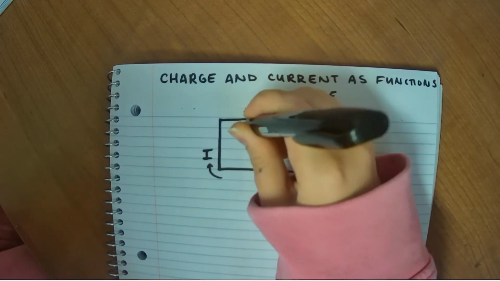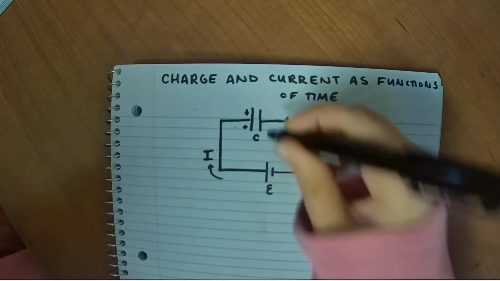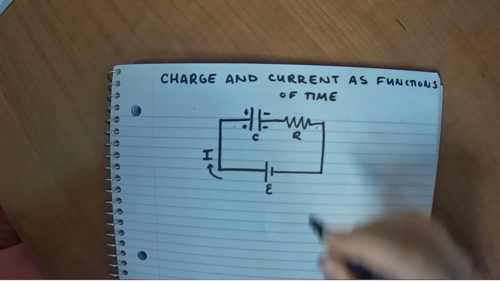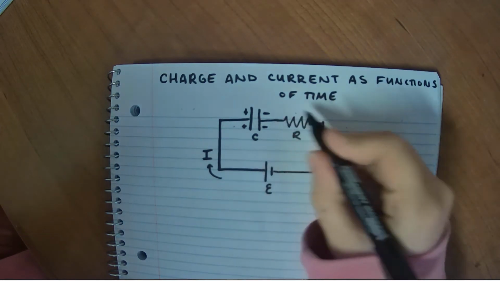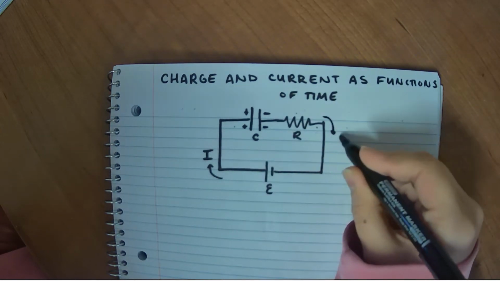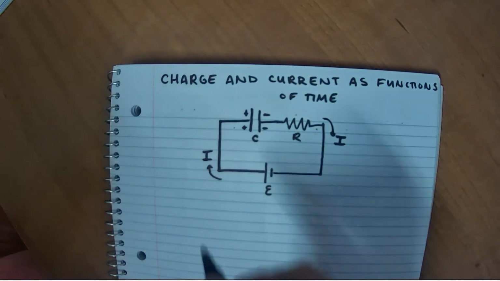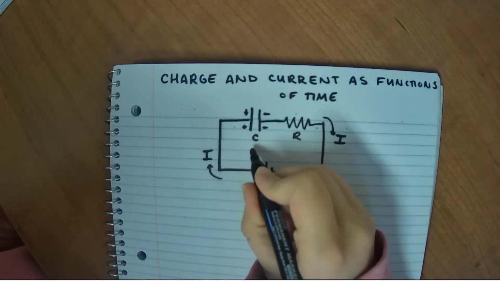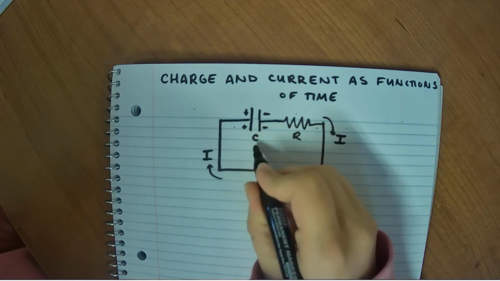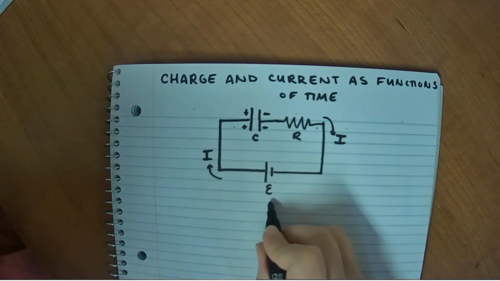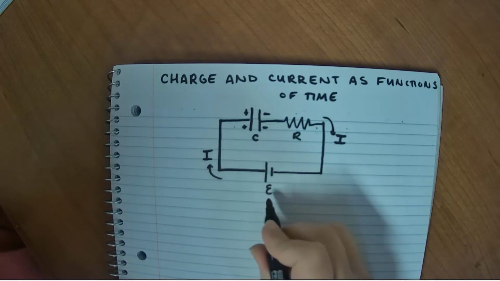We're going to have positive charge build up on this side of the capacitor and negative charge build up on this side of the capacitor, and the current will flow through. This will continue until the potential difference across the capacitor is equal to the potential difference across the battery.